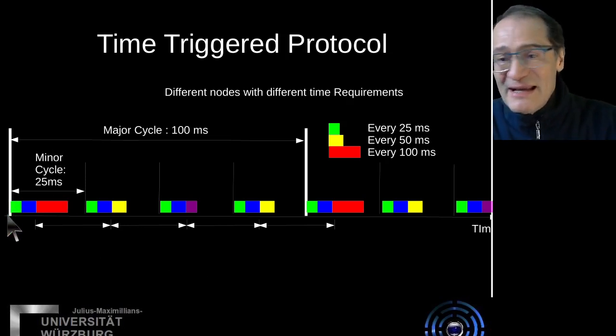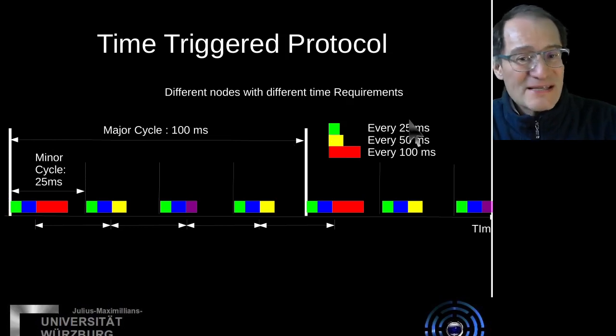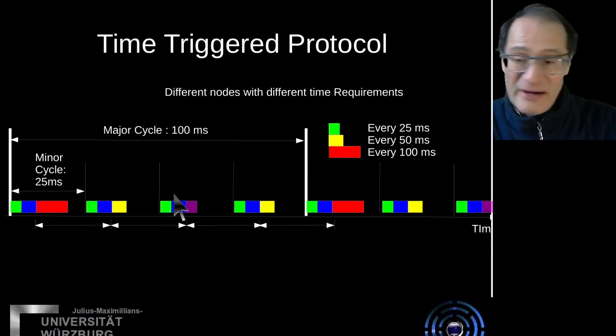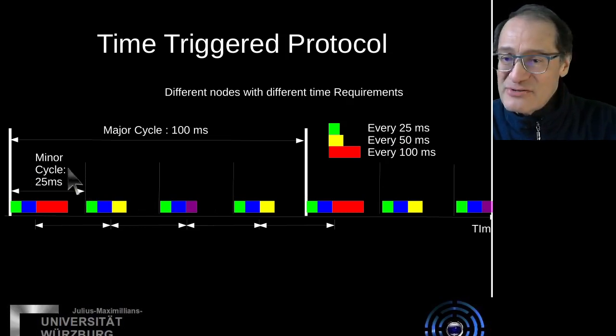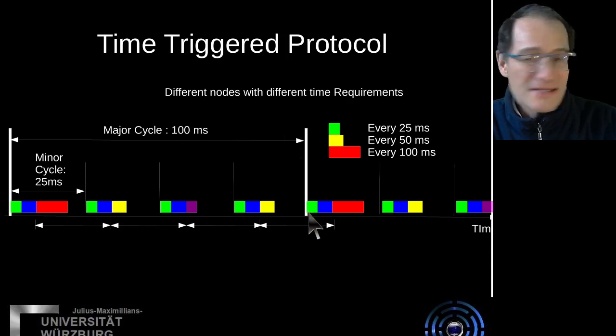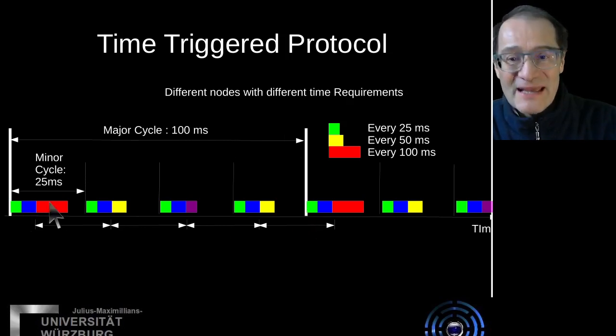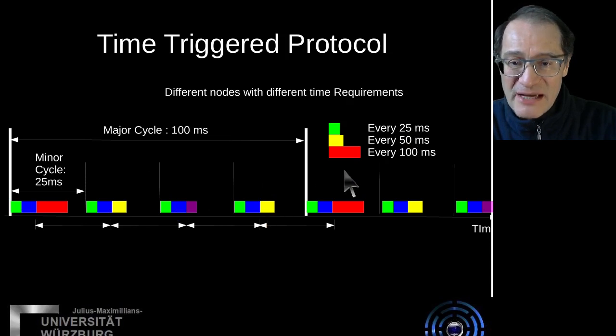So let's say we see the lowest frequency over is 25 milliseconds. So the minor cycle shall be 25 milliseconds. And the biggest one is 100 milliseconds, so we are going to repeat everything all 100 milliseconds. So we make in the minor cycle, the red and the blue shall transmit every 25 milliseconds, so they are present in every minor cycle.